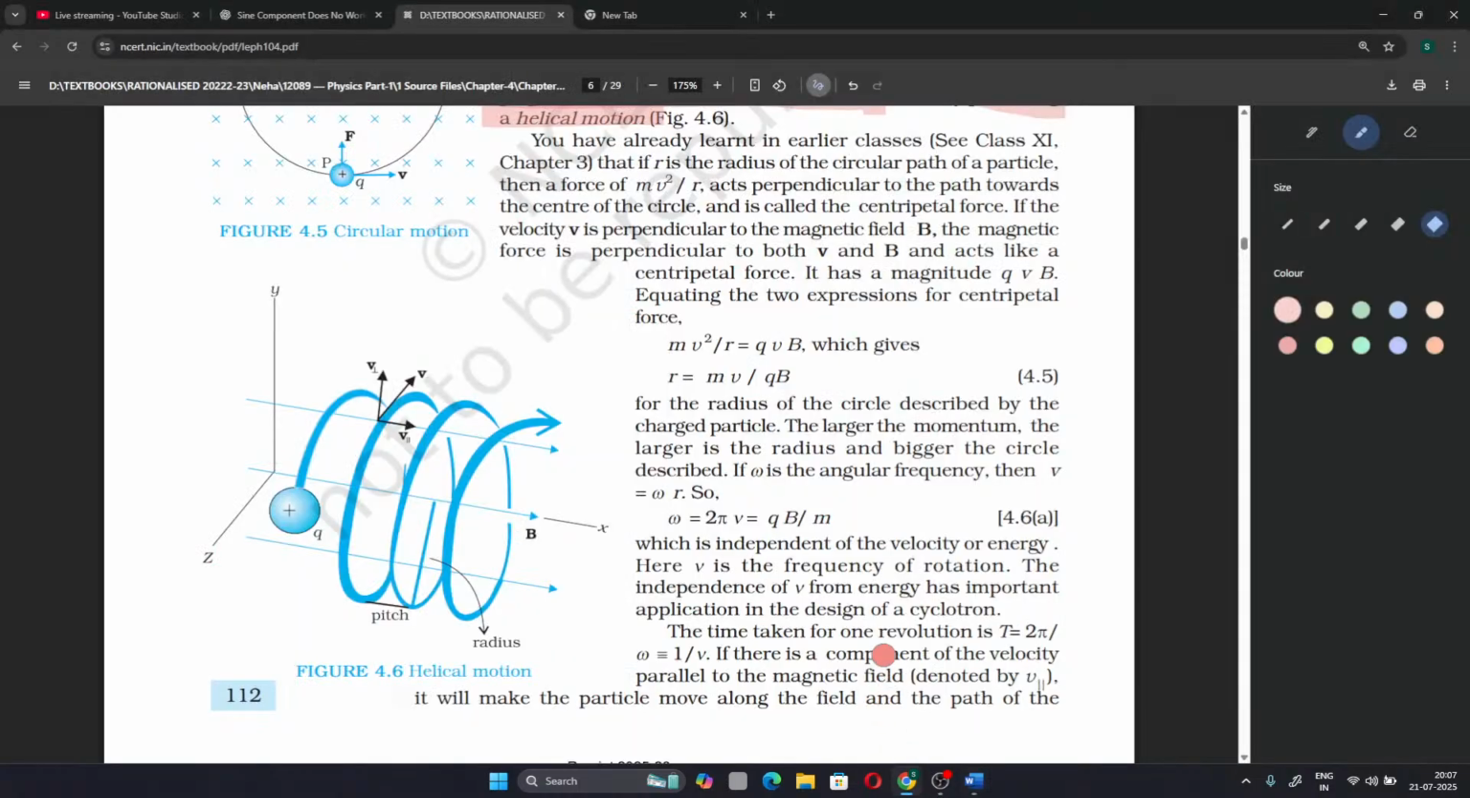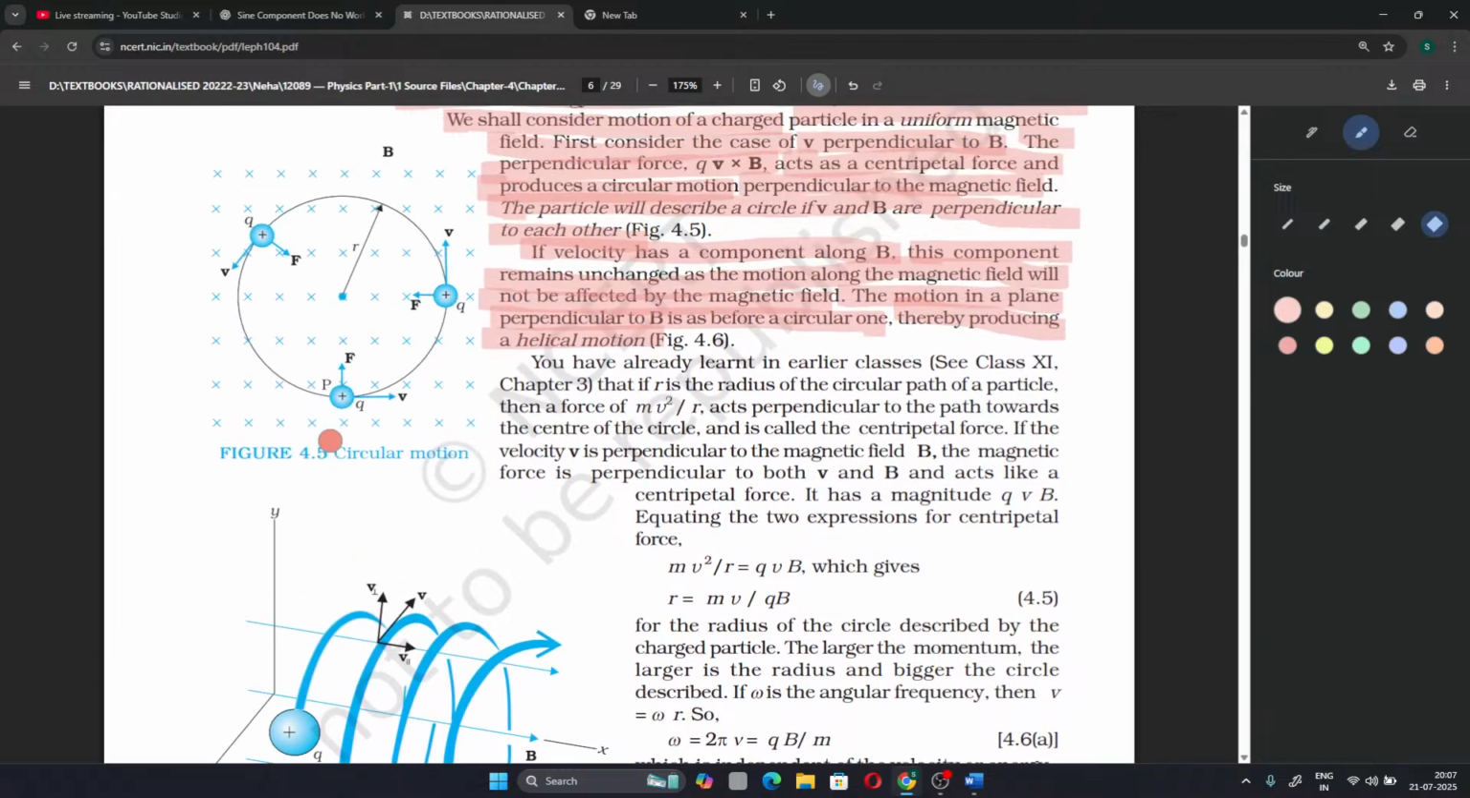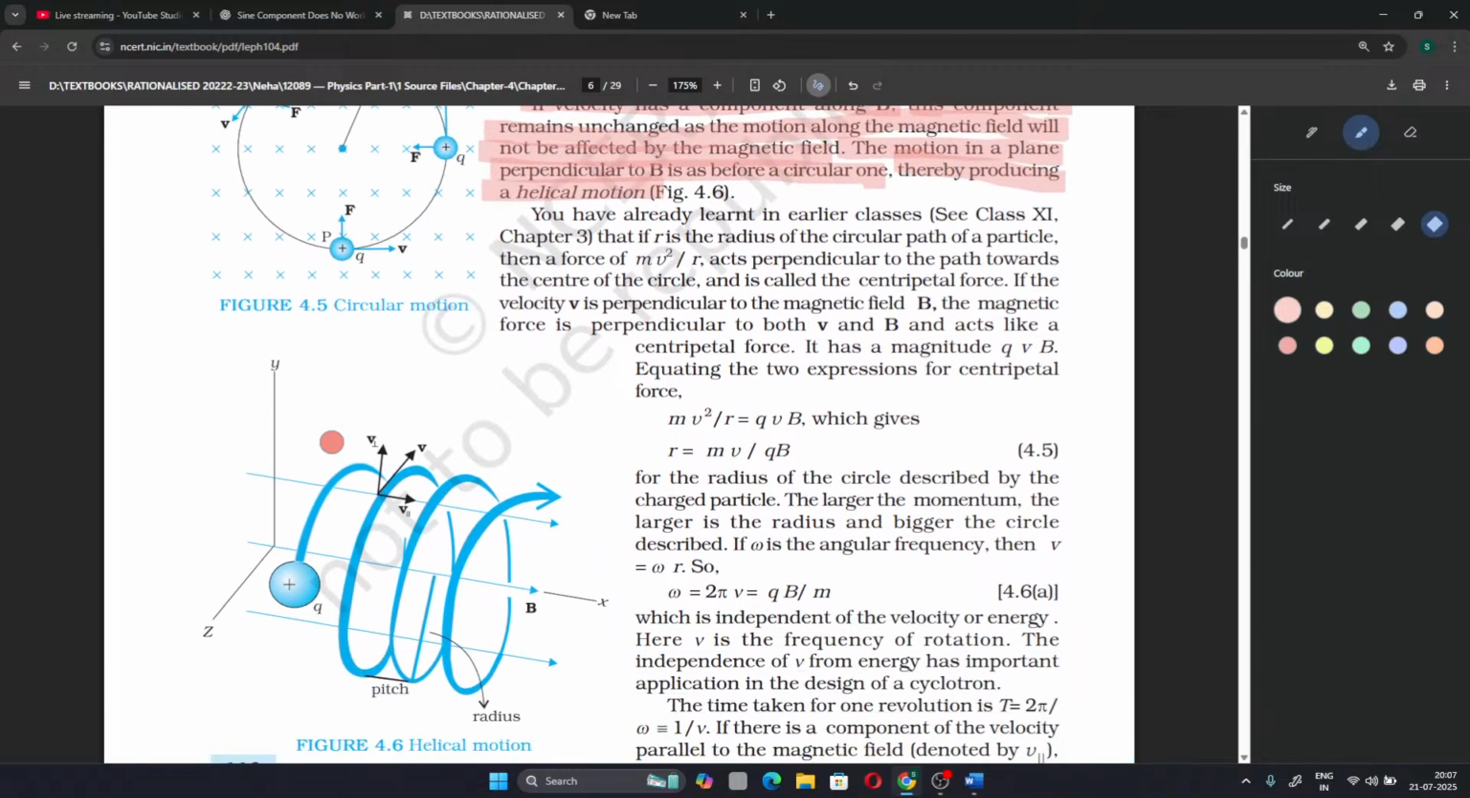That is case 2, where the angle is theta. The distance between two successive circles is the pitch, and they have a uniform radius. The velocity is resolved into the v sin theta component, which is the cause of the magnetic force and change in momentum, and the v cos theta component, which is not affected by the magnetic force. As such, it will remain unchanged.